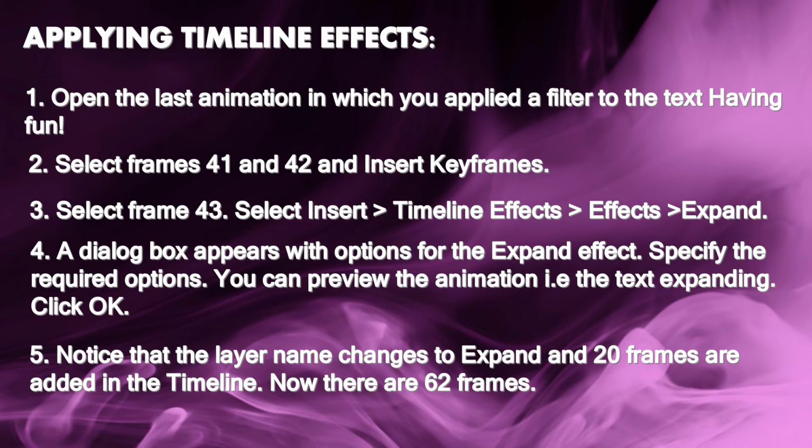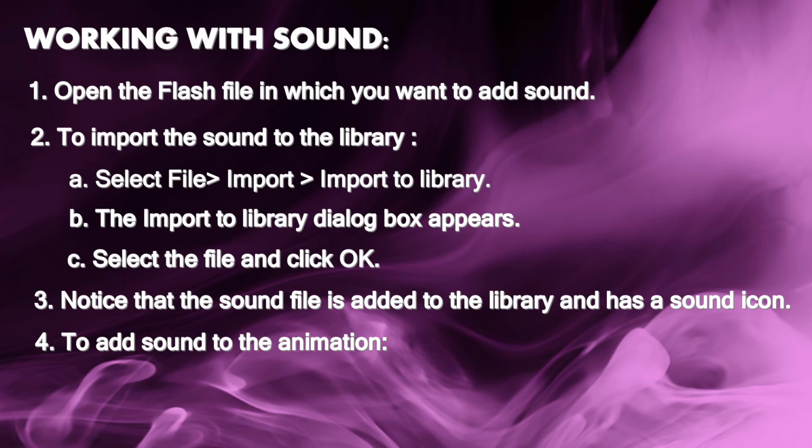Open the last animation in which you applied a filter. Select the frames from 41 to 42 and insert keyframes. Select frame 43. Select Insert, Timeline Effects, Expand. A dialog box appears with options for the expand effect. Select the required option, and then you can preview the animation, the text expanding, and click OK. Notice that the layer name changes to Expand and 20 frames are added in the timeline.